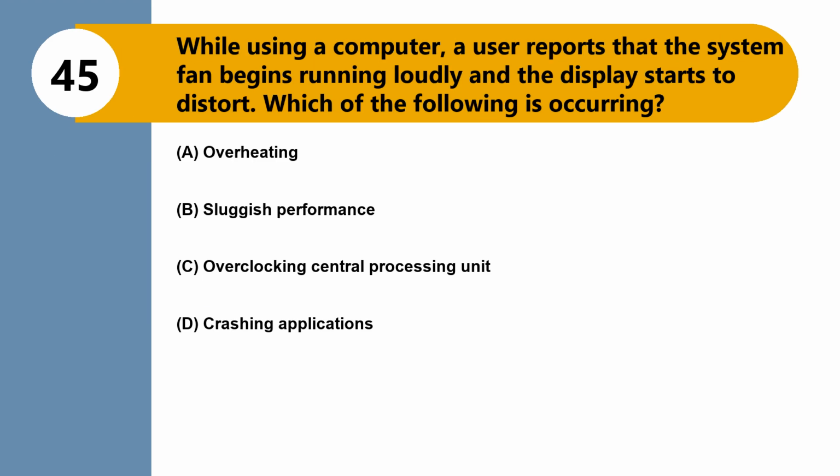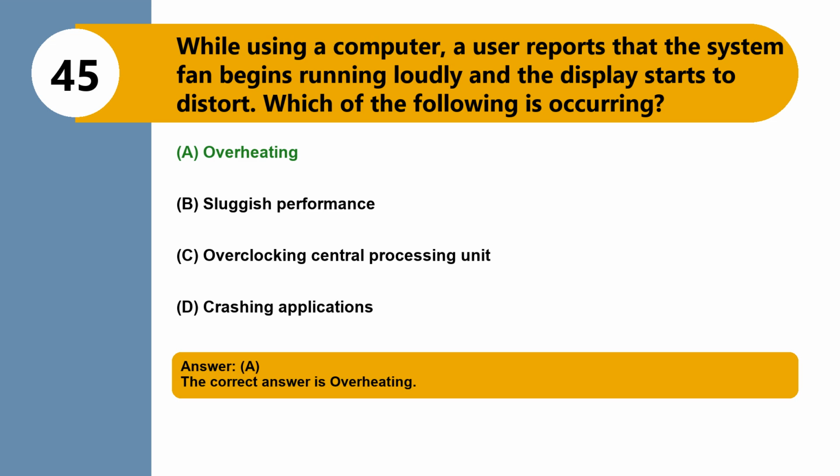Question 45. While using a computer, a user reports that the system fan begins running loudly and the display starts to distort. Which of the following is occurring? Option A, overheating. Option B, sluggish performance. Option C, overclocking central processing unit. Option D, crashing applications. The correct answer is option A, overheating.